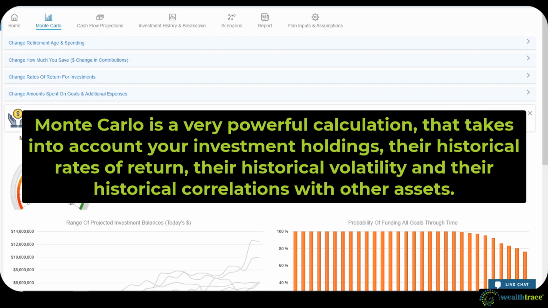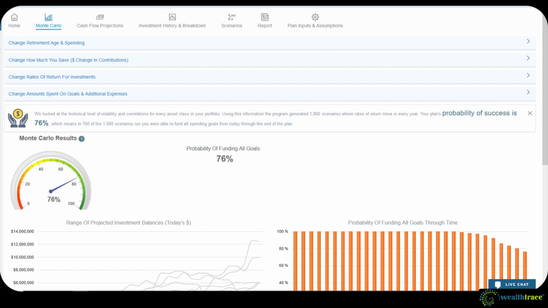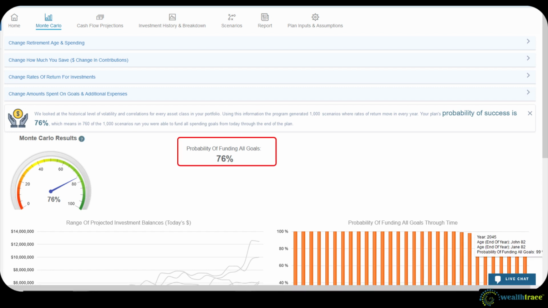Monte Carlo is a very powerful calculation that takes into account your investment holdings, their historical rates of return, their historical volatility, and their historical correlations with other assets. It also takes into account all the other assumptions you entered into your plan, such as inflation, your different expenses, cash inflows, and all the taxes that occur every year. The Monte Carlo calculation wraps up all this information into one very important number, which is the probability of never running out of money.